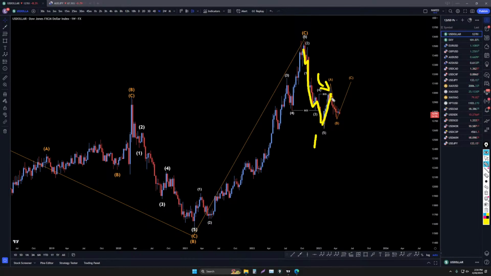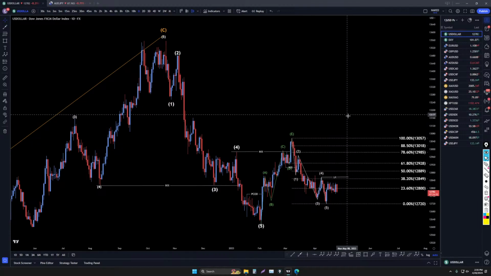But I have this here just to remind myself that it could go up again to make an ABC of 2, and if it does go up again, that would actually be a much clearer pattern than what we have now, because what we have now kind of looks like a motive wave correction or something like that, and then eventually head back down for a wave 3. So let's take it down to the daily time frame.